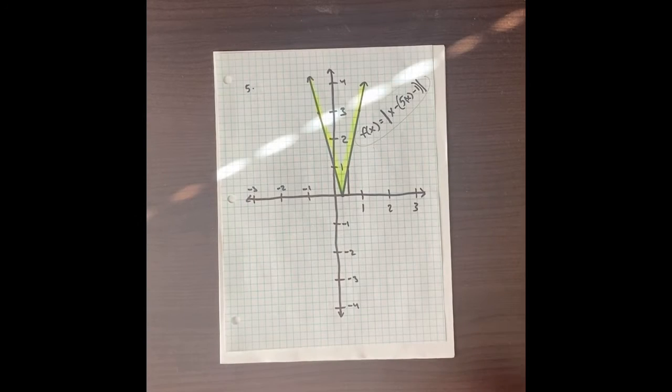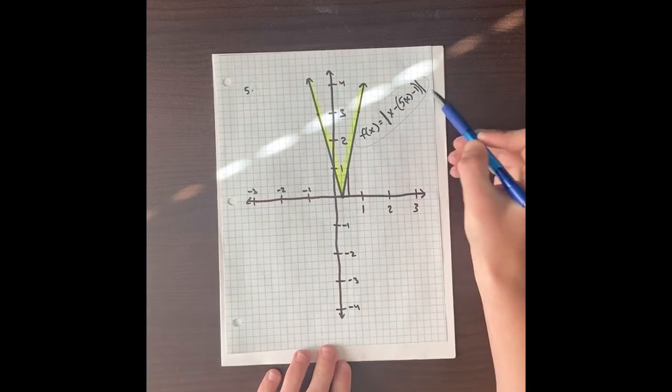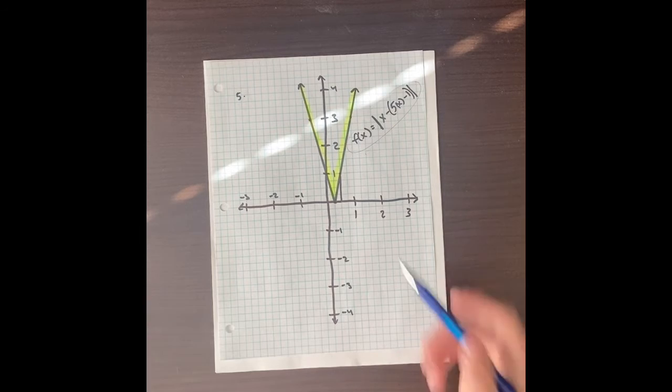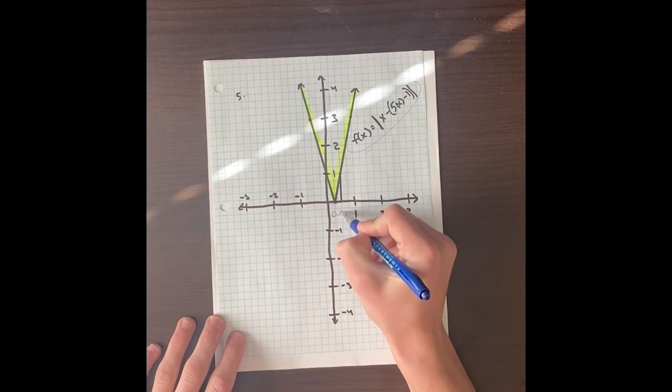Okay, number five, I graphed the absolute value of x minus parentheses 5x minus 1. It's right here. I graphed this with Desmos and then I copied it onto paper, so I could show you that this point right here is 0.25, 0.